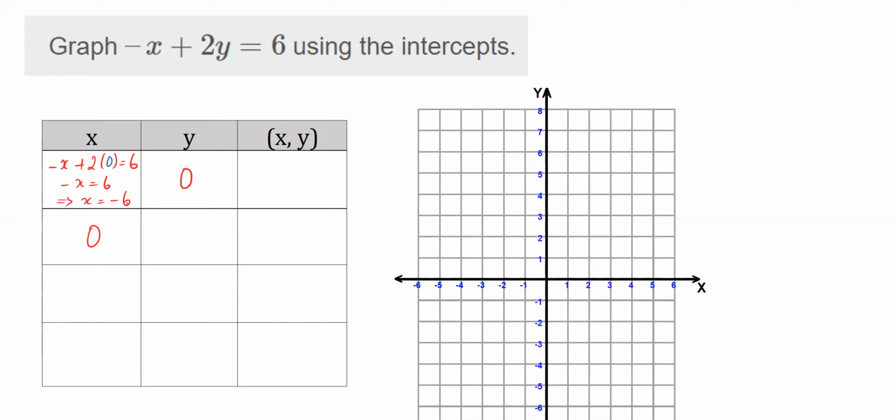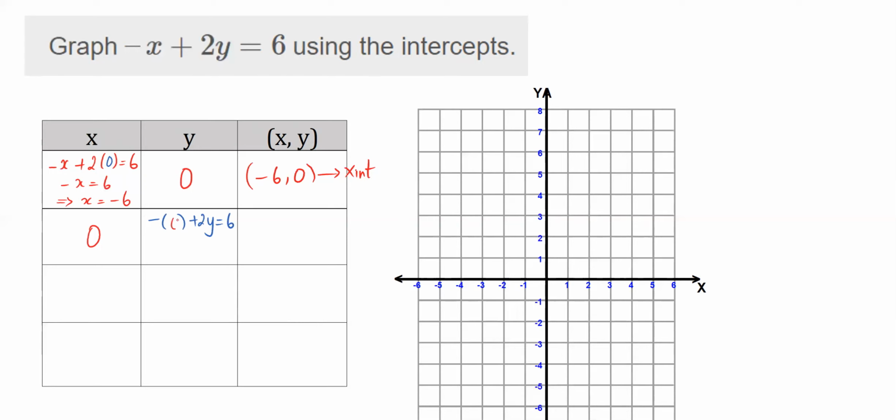I don't have much room, but by this time you are pretty familiar with the equations. You know how negative x became an x. The negative went to the other side. So the coordinate for that will be -6, 0. That's my x-intercept.